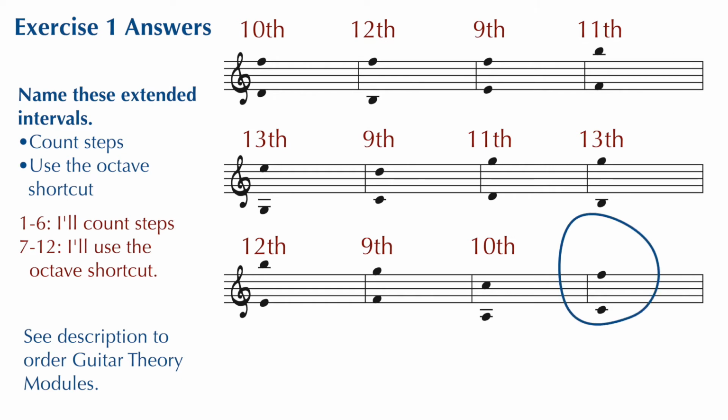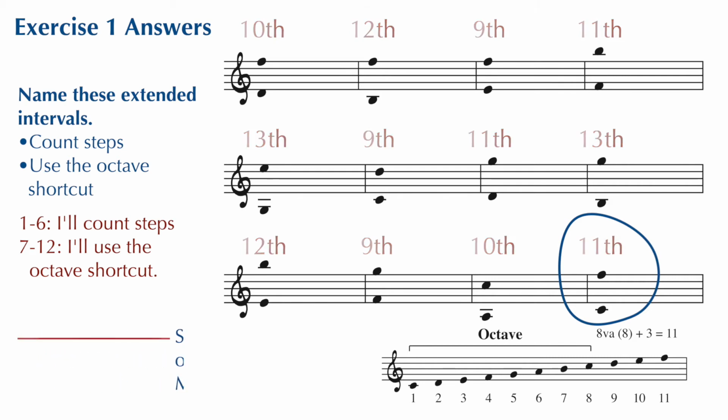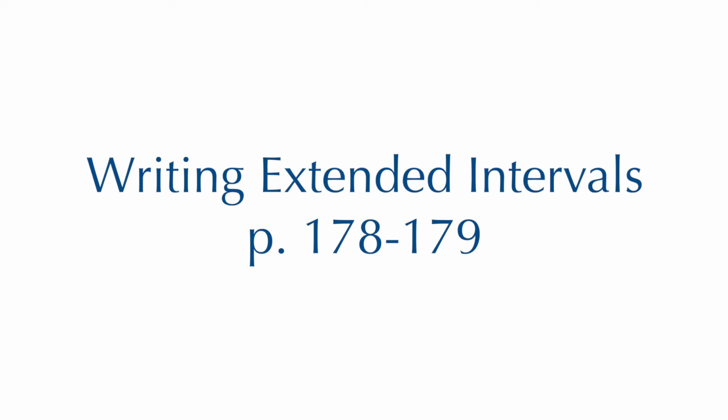And number 12, from this C to this F. Take the C, raise it an octave, so there's 8, and then count 9, 10, 11. So from this C to this F is an 11th.